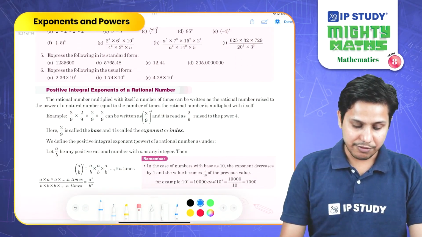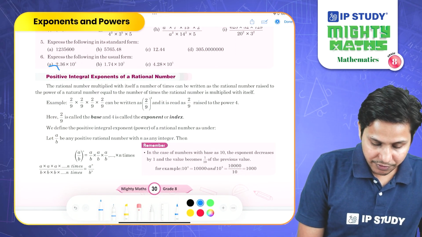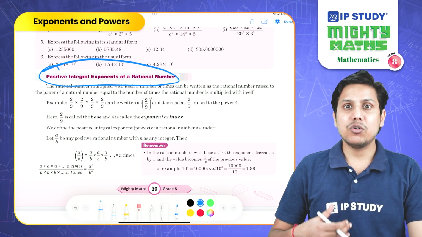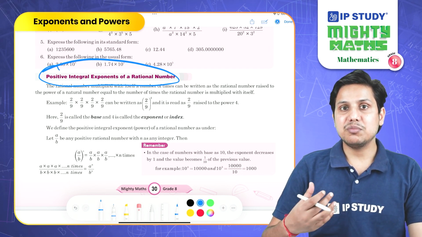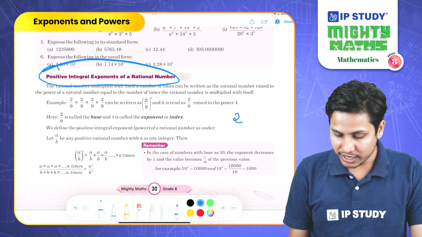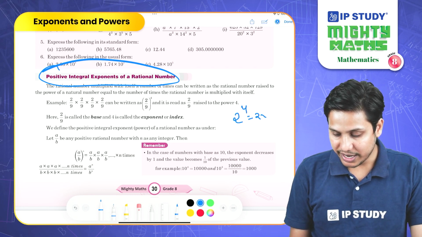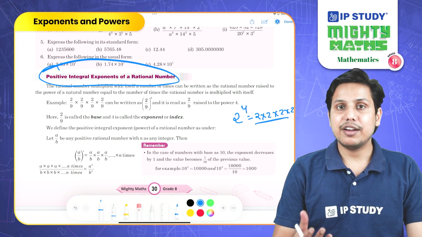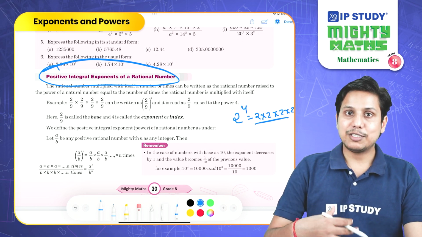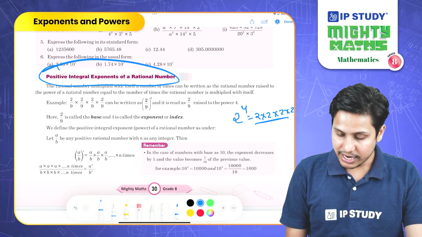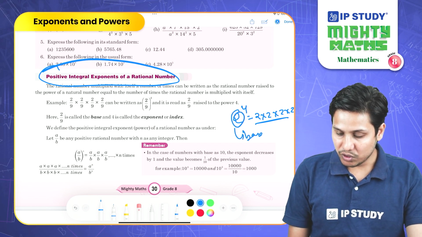Okay, starting with the first topic, positive integral exponent of a rational number. In our previous class, we already learned how to express a number multiplied by itself using exponents. Like if we write 2 raised to the power of 4, it means 2 is multiplied with itself 3 times. Now, the same is applied when we have a rational number as the base. Here 2 is called the base and 4 is called the exponent.